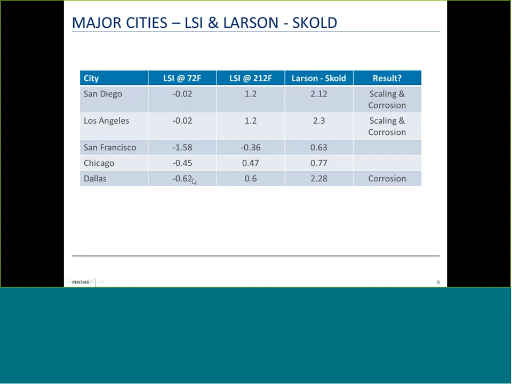Now you have Dallas, which is slightly scaling at boiling temperature, slightly corrosive at room temperature, but very corrosive on the Larson-Skold Index. And this is going to indicate that we have possibility of quick corrosion in cooking equipment here. So this lets us know the sorts of issues we're going to need to manage, and that lets us know which tools we need to select.